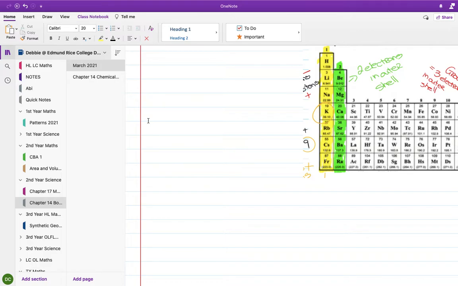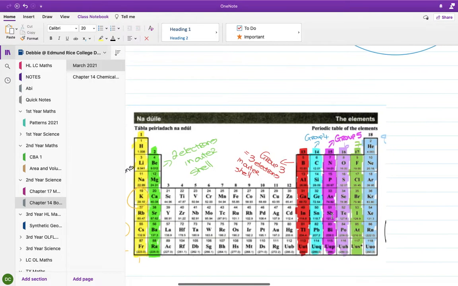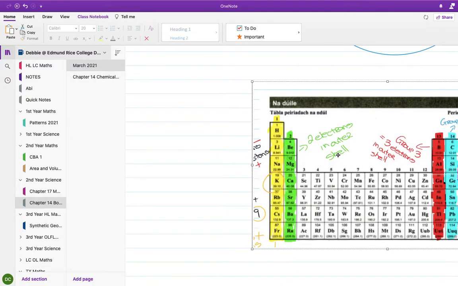So I just want to start by going through the homework. This was the question: how do calcium and oxygen react? I had done one of these between, I think it was sodium and chlorine. So yeah, just wanted to see if you could do it. I just snipped the periodic table in here just so I didn't have to keep going back.